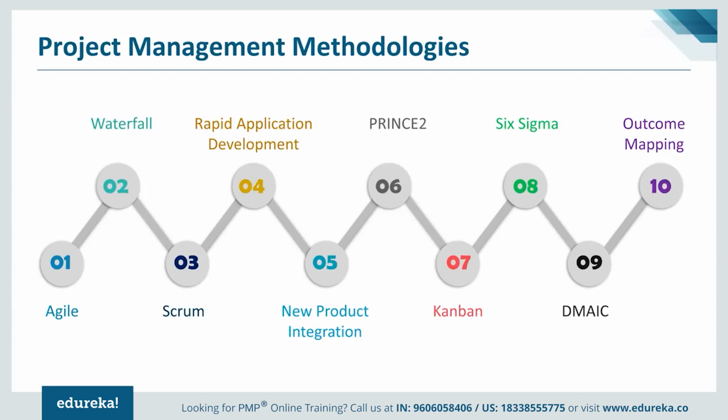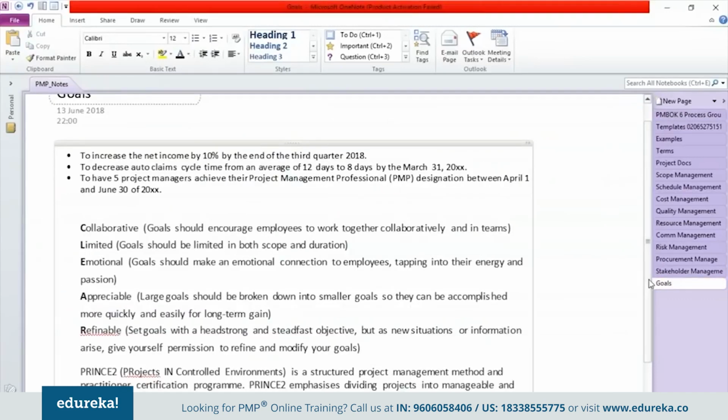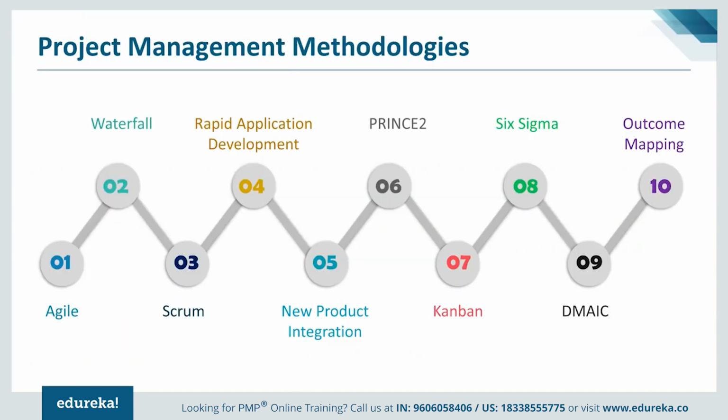Prince 2 is another methodology. There is also a certification available for Prince 2 for those who are interested. It stands for projects in a controlled environment. It's another structured project management method, and it gives a lot of emphasis on managing and controlling the various project stages. There is proper training on Prince 2, so I don't think we need to go through all of that right now.